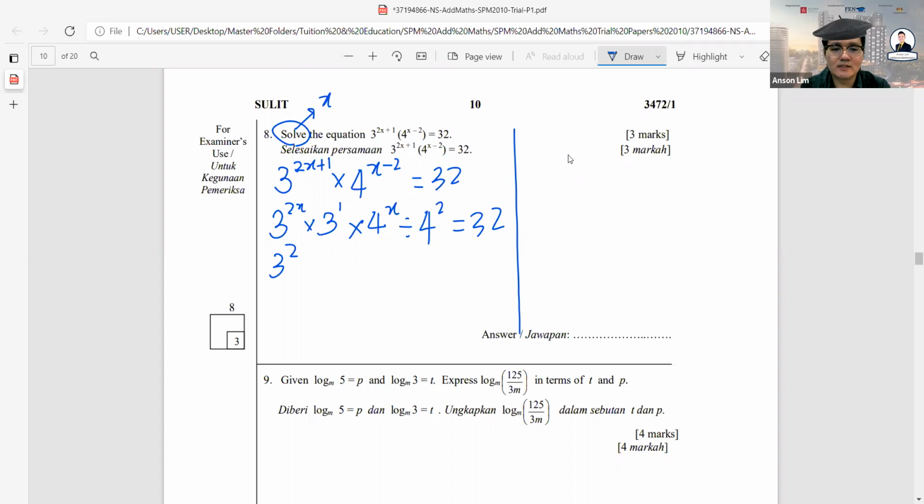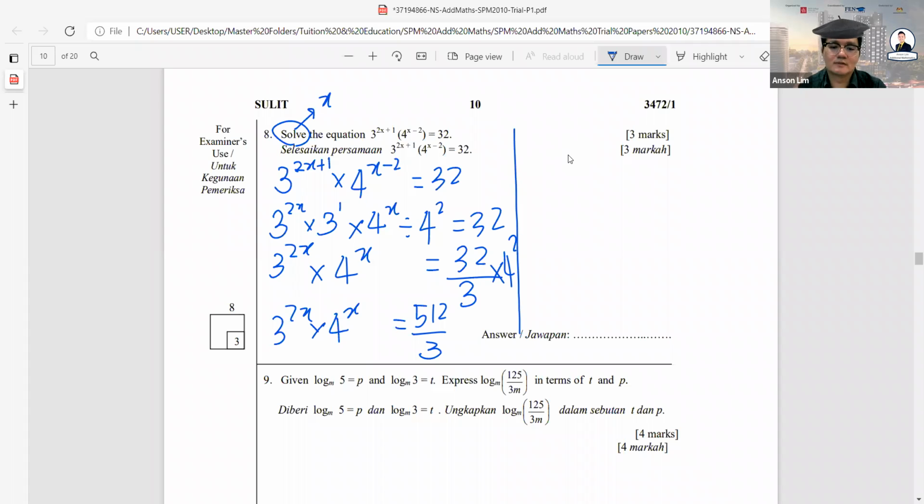Why not bring them one by one to the left-hand side? Times 3 becomes divided by 3. Divided by 4 square, I bring there and it becomes times 4 square. Correct or not? Easy? Yeah, class, continue. So 32 times 16 divided by 3. You simplify, you'll actually get 512 over 3.